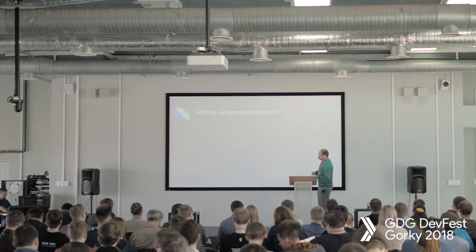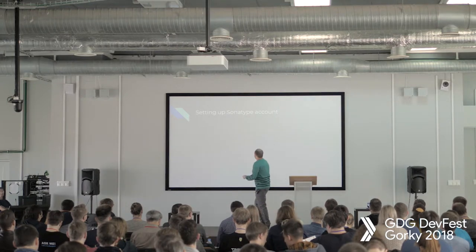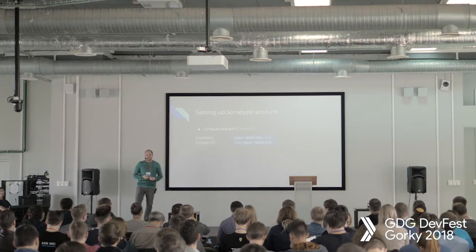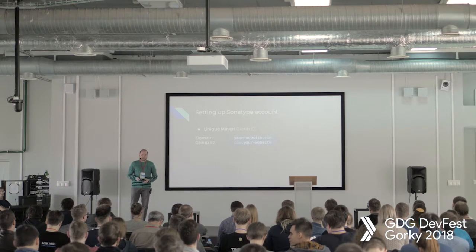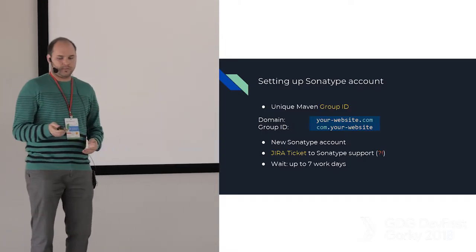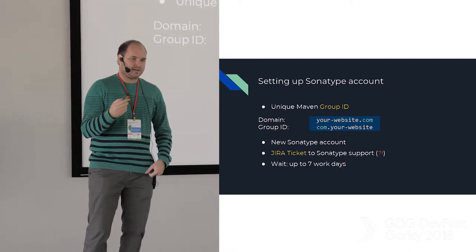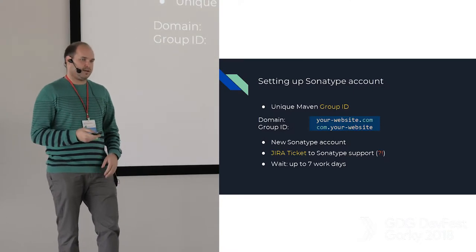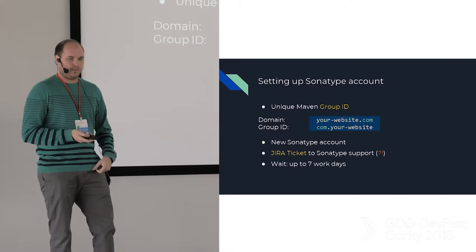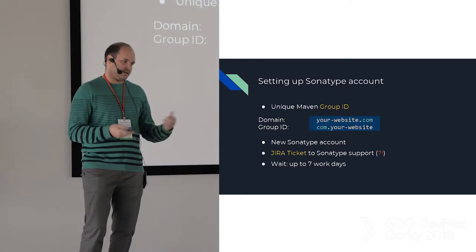So Sonatype is a company that's maintaining Maven Central. And you need to have a unique Maven group ID. Group ID is usually like your website.com, and then you can just switch it the other way around. And it basically guarantees, if you own the website, that nobody else will use this. If you don't own the website, then you might be risking that someone else uses your Maven group ID, and then you can run into problems.